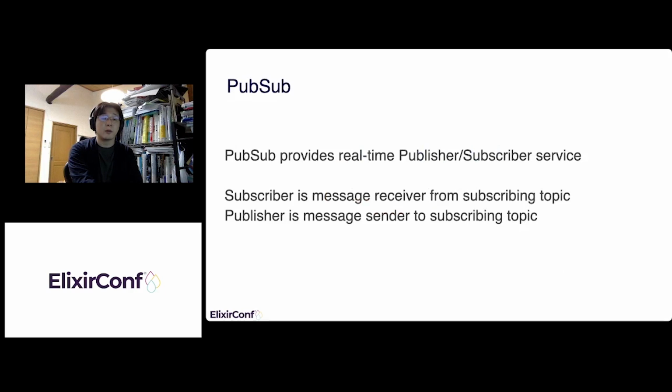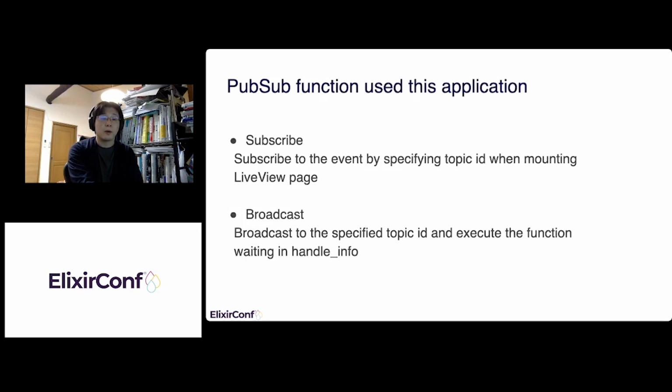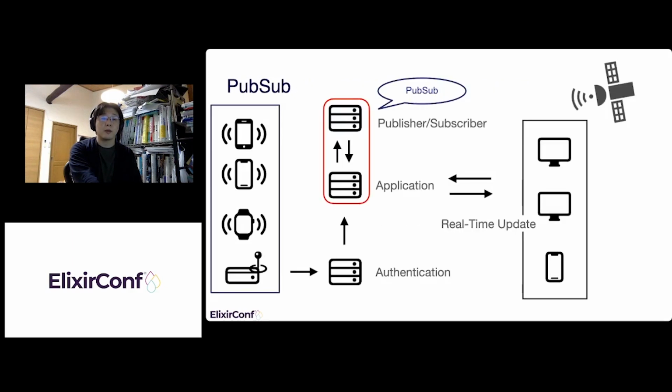PubSub. Phoenix provides a built-in publisher-subscriber service. Subscriber is the message receiver from a subscribed topic. Publisher is the message sender to a topic. The PubSub functions used in this application are subscribe and broadcast. The subscribe function subscribes to the event by specifying a topic ID on the monitoring page. The broadcast function broadcasts messages to a topic ID and executes a function waiting in handle_info. PubSub is used here.